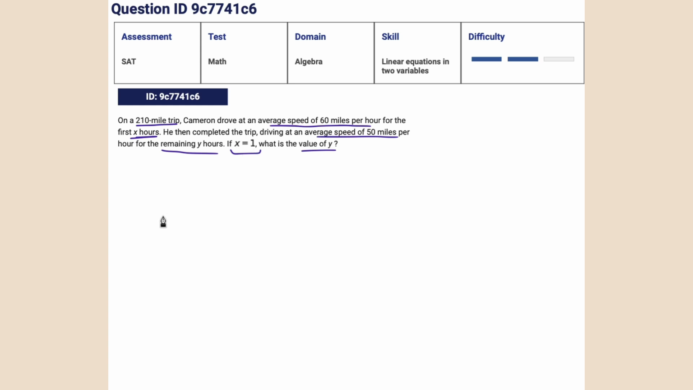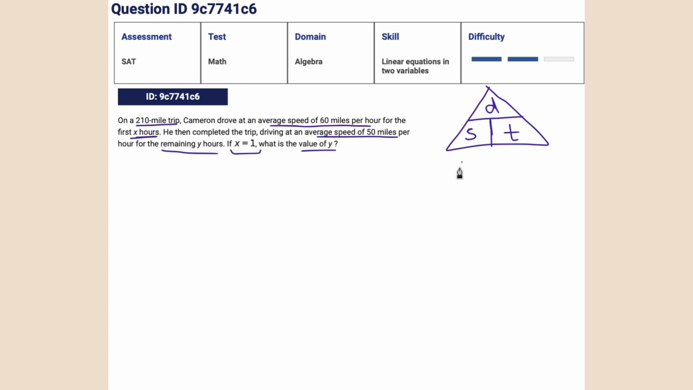So here, I'm going to use something called this triangle. You most probably have seen this before, which is something like this. DST, and a line here, and a line there. So this is the speed, distance, time triangle.